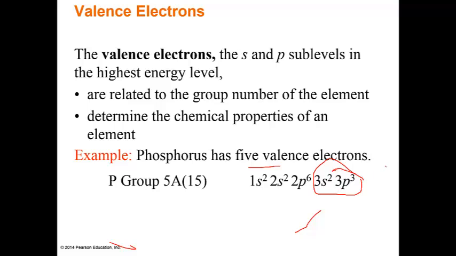Okay, well, how many more electrons do we need? Well, we need 3 more electrons. Did I say elements? How many more electrons do we need? 3 more electrons to make this a stable configuration.